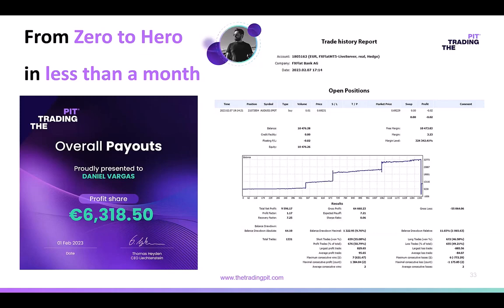Another question, actually a couple, about the challenge fees. We have some users here who want to know if you get your challenge fee back. And yes, you do, if you pass the challenge. So basically what we do is we refund you the fee when you have passed level 1 of the funding.